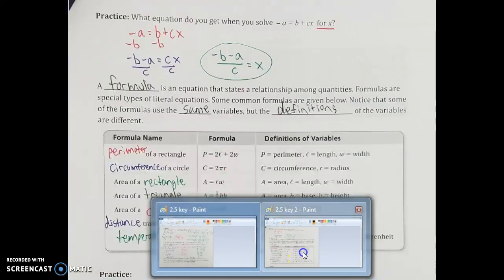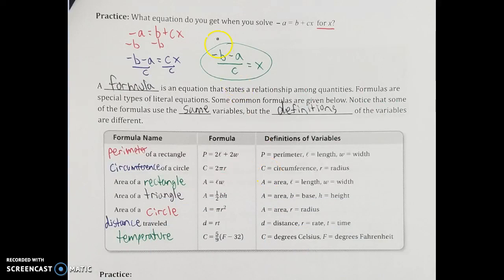So looking at our next slide, what equation do we get when we solve negative a equals b plus cx for x? Remember, when it's asking us to solve for a variable, that means that we want to isolate x on one side of the equation. So starting with our equation, negative a equals b plus cx, first thing I want to do is subtract b on both sides, because that'll get rid of this term on the right. If I'm looking to isolate x, I want to get rid of everything else on this side. So after I've subtracted b on both sides, I have negative b minus a equals cx.